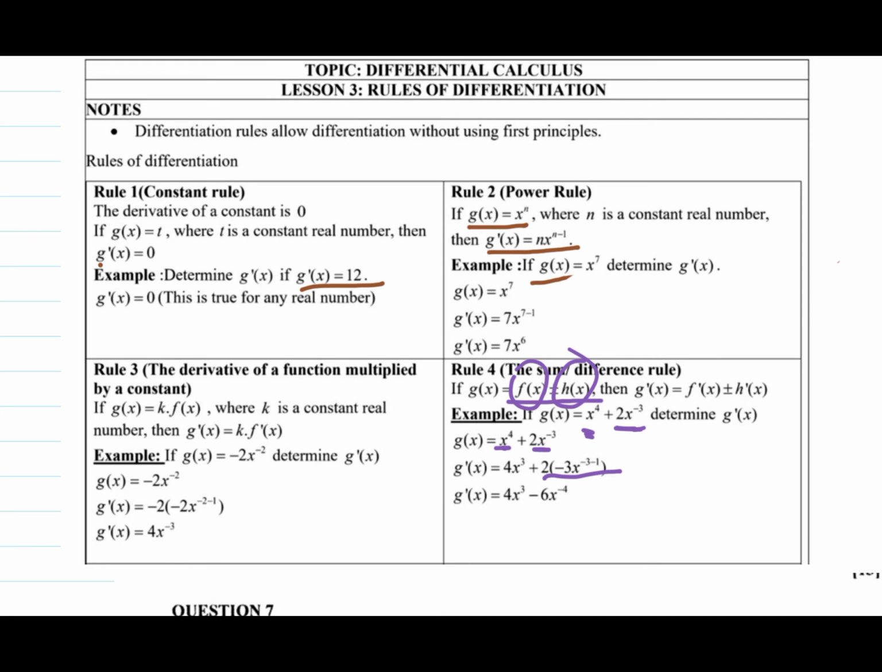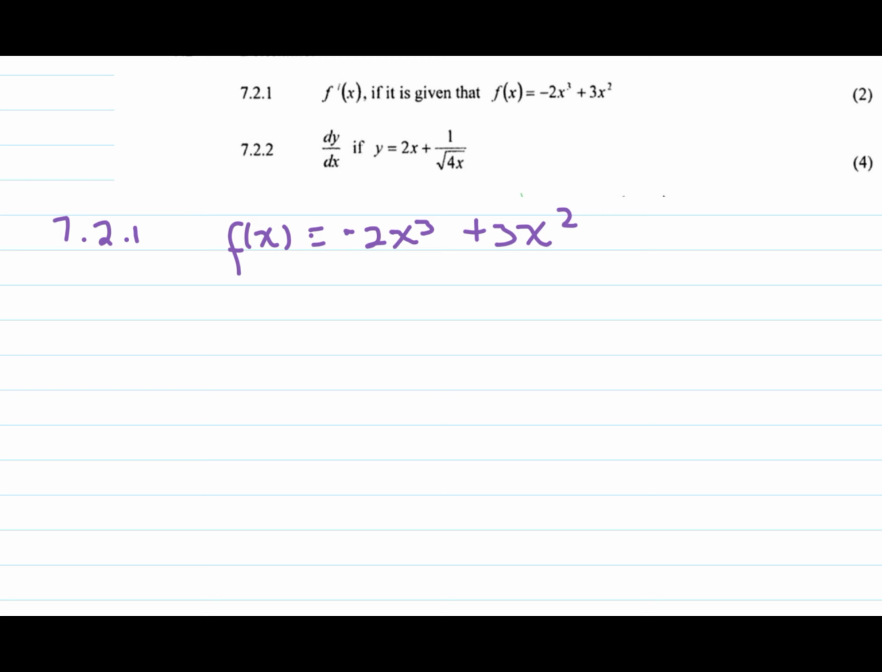Now let's look at some examples. So we're going to do 7.2.1. We have to find the derivative of f of x. We are given f of x there. So we're going to find the derivative of this first one, and then this one, and then we'll just add them.